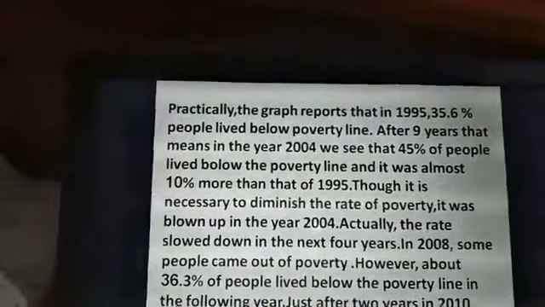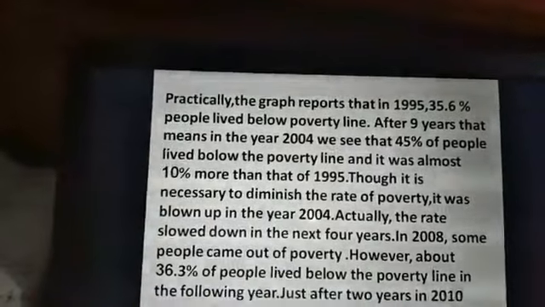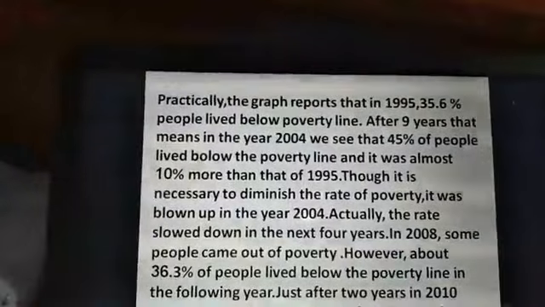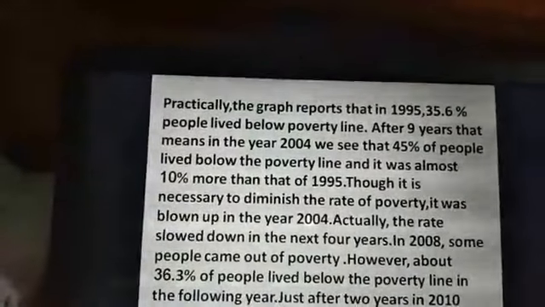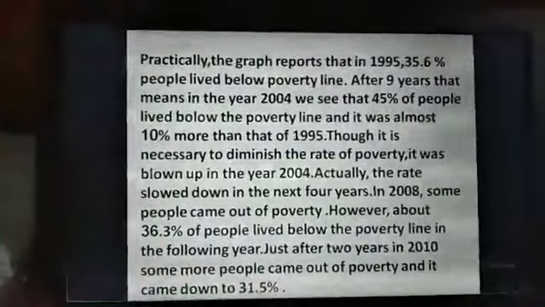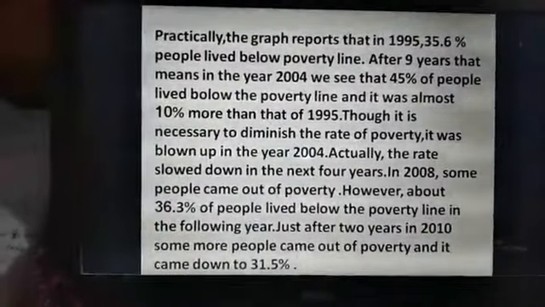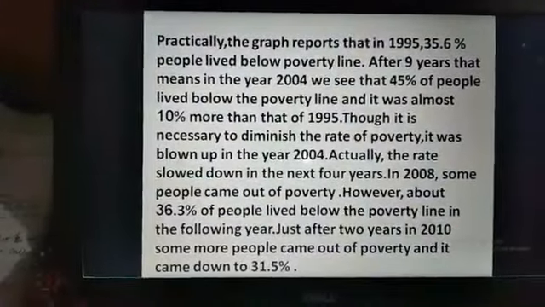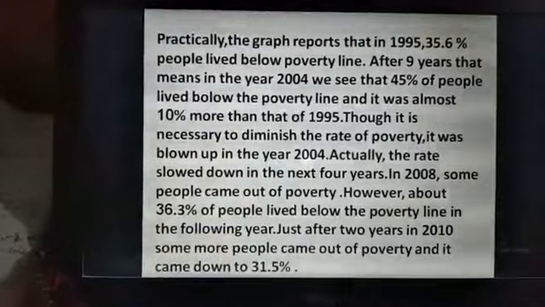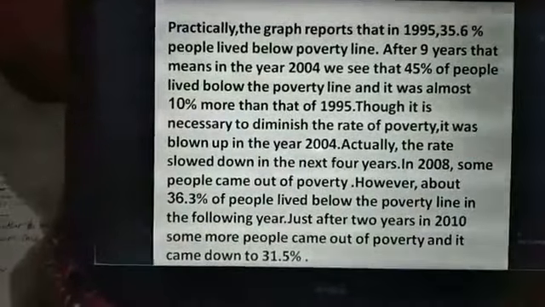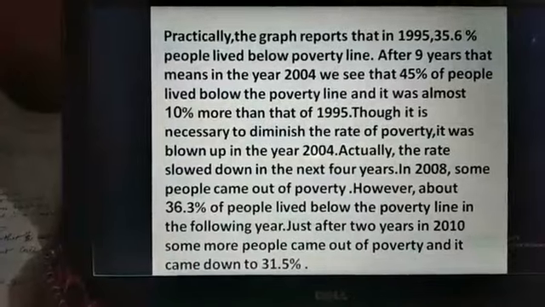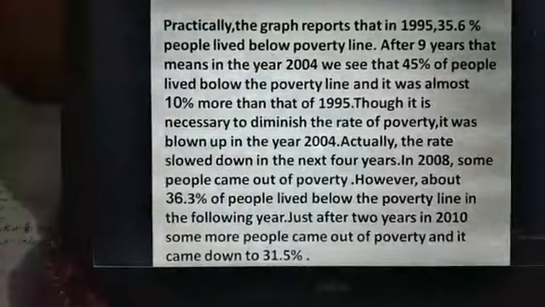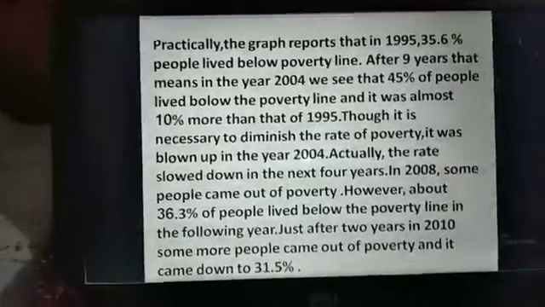Though it is necessary to diminish the rate of poverty, it was blown up. Blown up means it rose in the year 2004. That means in 1995 it was 35.6%. In 2004 it was 45%. That means it has risen. Actually, the rate slowed down in the next 4 years. That means in 2008, some people came out of poverty. However, about 36.3% of people lived below the poverty line.